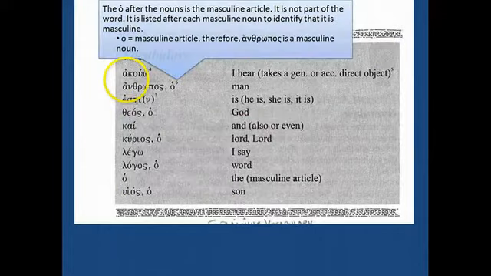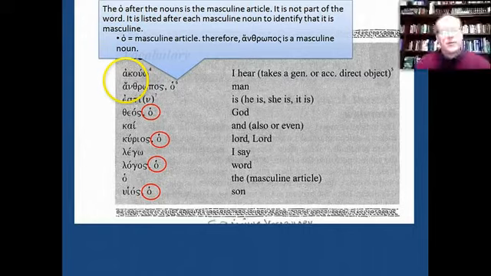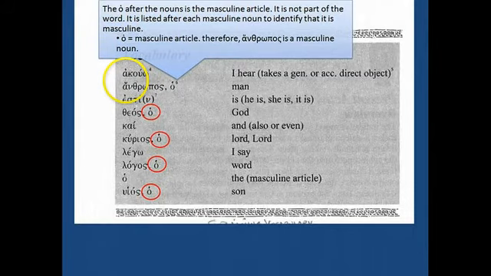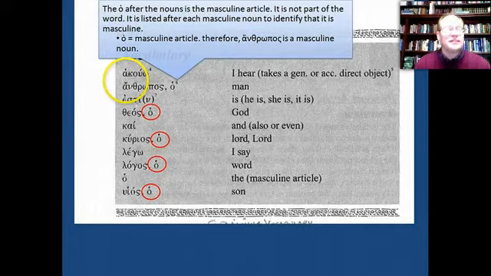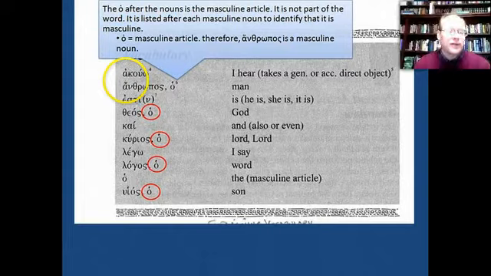After each of the nouns in this vocabulary list, you see the word o, which would be pronounced ha in a Rasmussian pronunciation. The o after the nouns is the masculine article. It's not part of the word. Rather, it's listed after each masculine noun to identify that it is masculine. Okay, so anthropos is masculine, theos is masculine, kurios is masculine, logos and huios, all masculine. The feminine article will be listed after feminine nouns, and the neuter article will be listed after neuter nouns.